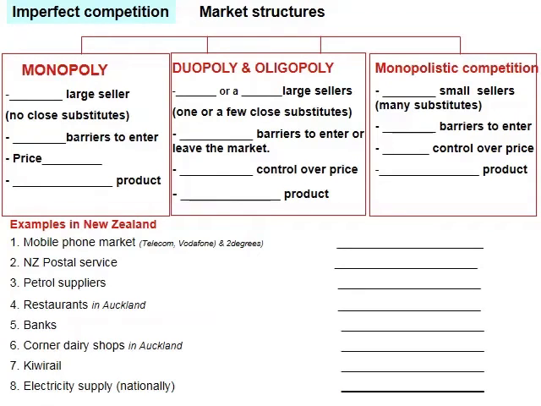So let's run through some of the characteristics of each of these markets. They're very similar. Monopoly, one large seller, so there are no close substitutes. Now this could be a doctor in a small town. There may only be one doctor, so you've got immediately a monopoly. Or it could be across all of New Zealand, or in a particular region.